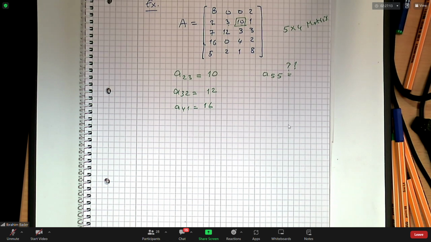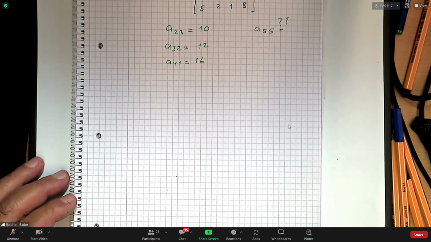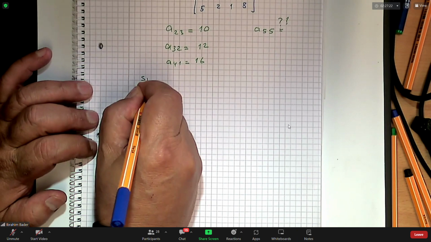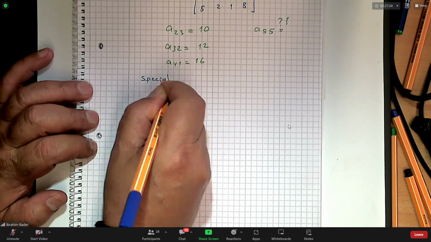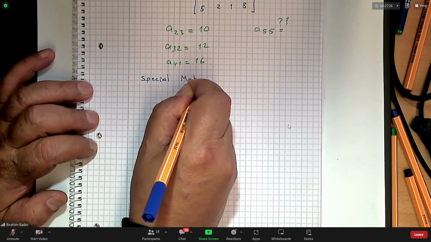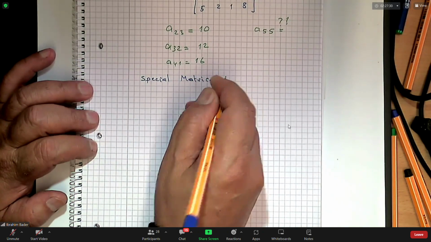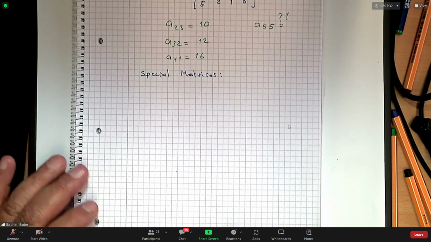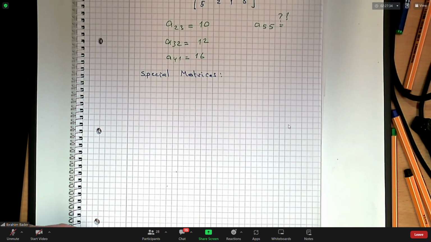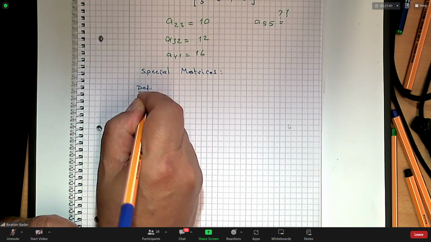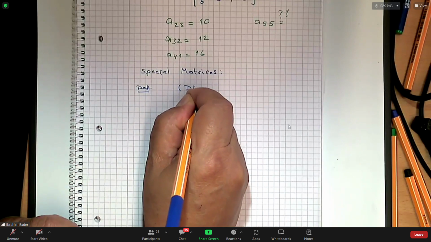Now we have some special matrices here. I'm not going to list all of them, but the most important of them. The first thing is what we call diagonal.